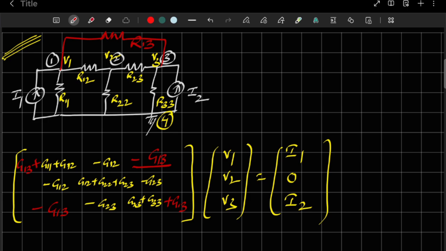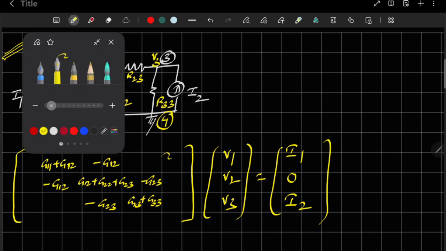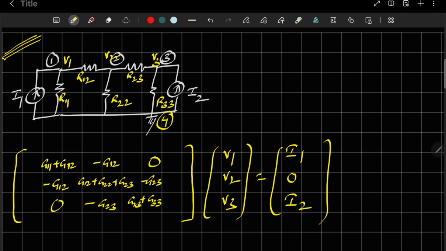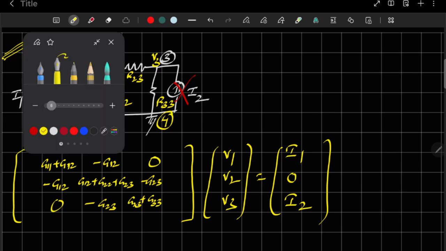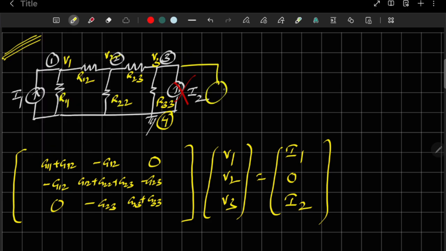Before that, I will erase the changes I made in the previous step, so that we get here 0 and here also 0 for this circuit. Now the new change I am going to make is to work with new current sources. So instead of taking this I2 upwards, I will take the current source downwards.